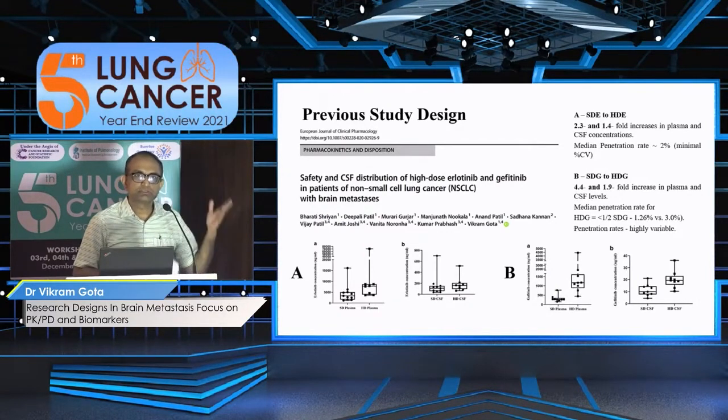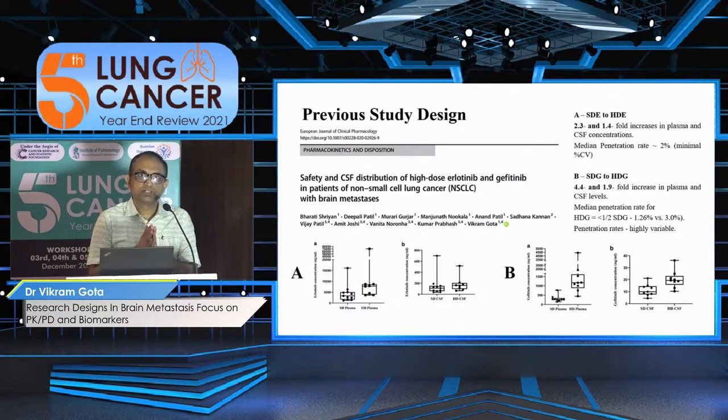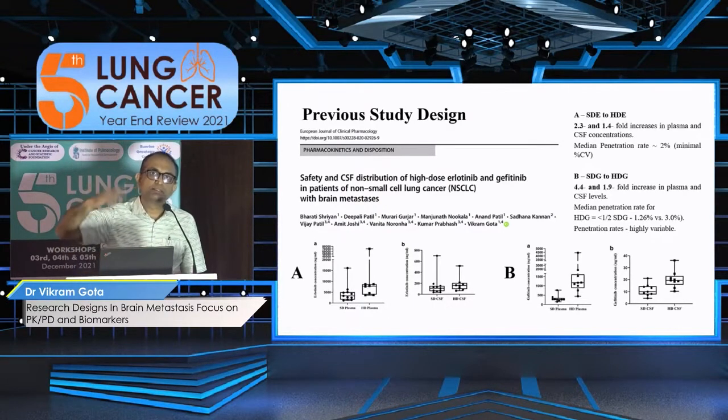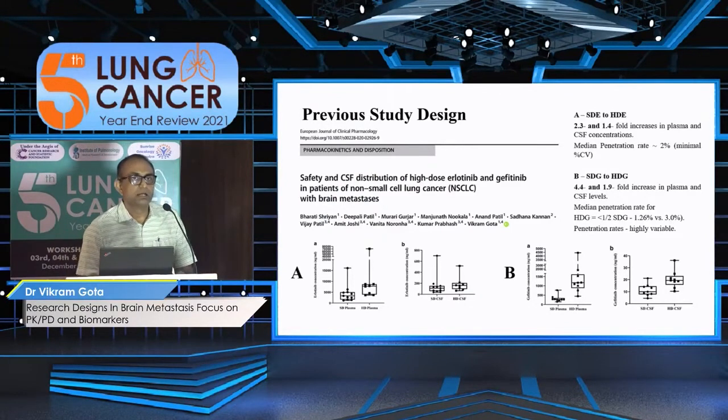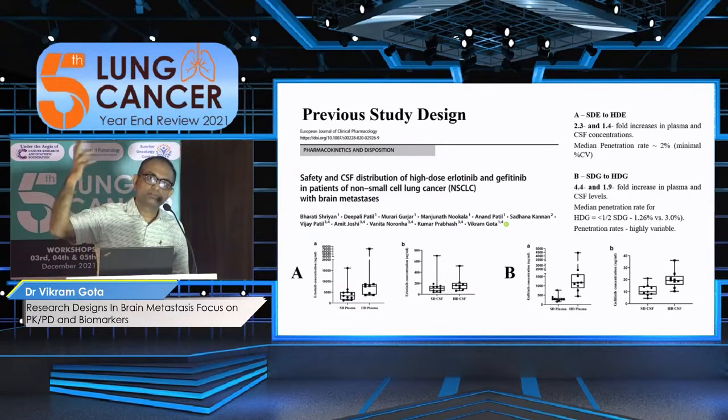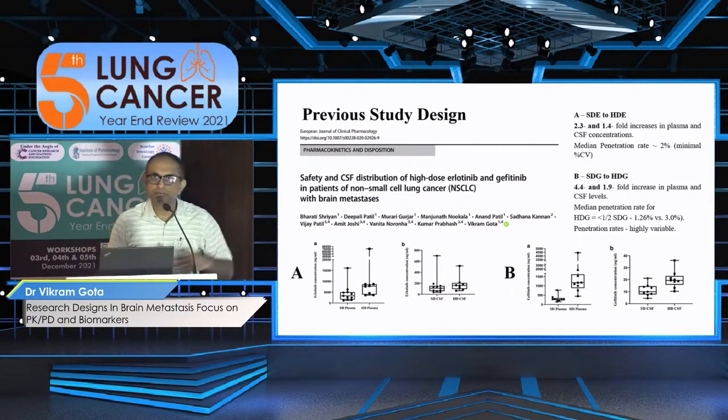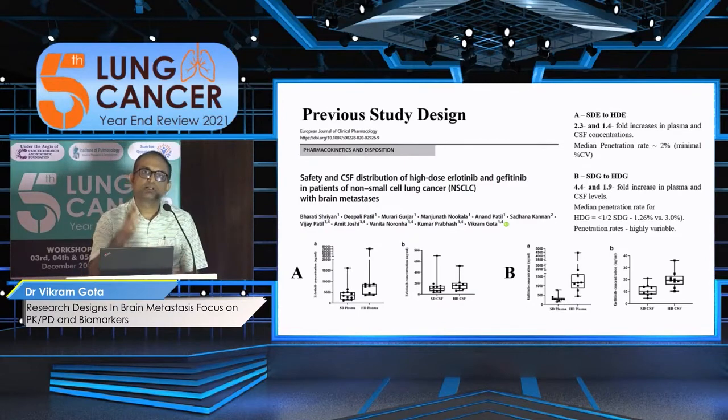Erlotinib as such is dosed very close to its maximum tolerated dose of 150 milligrams. So what we did with erlotinib was, instead of giving it daily, we thought we'll use pulsatile high doses. So we use 1500 milligrams once a week. But for gefitinib, the maximum tolerated dose is about 1250 milligrams, which is almost 5 times more than the standard dose of 250 milligrams. So therefore, we thought we could use 1250 milligrams on a daily basis for gefitinib. So that is the difference between erlotinib and gefitinib.